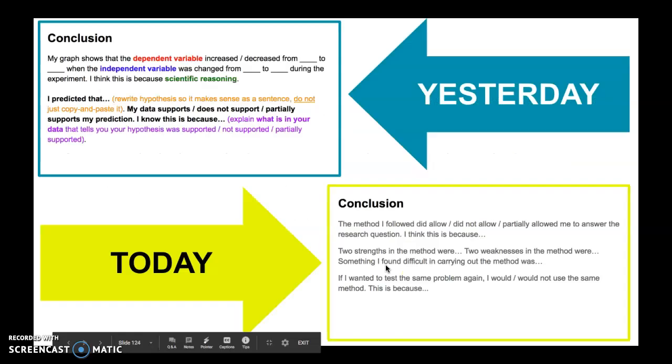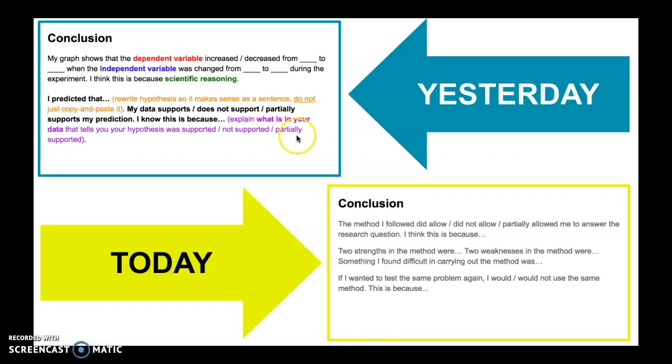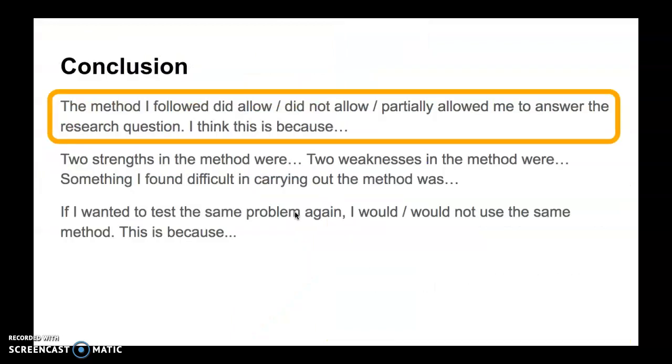So we are going to use these sentence frames to talk about what happened in our lab. So remember yesterday you did your data interpretation and your hypothesis evaluation. That is conclusion 1. So now we're going to be doing the second conclusion slide. This is different from the improvements and extensions. That is what you're going to be doing tomorrow.